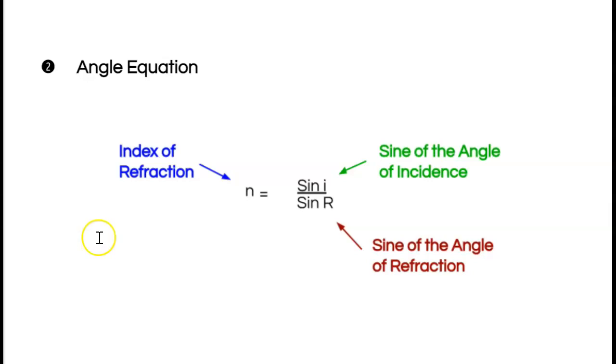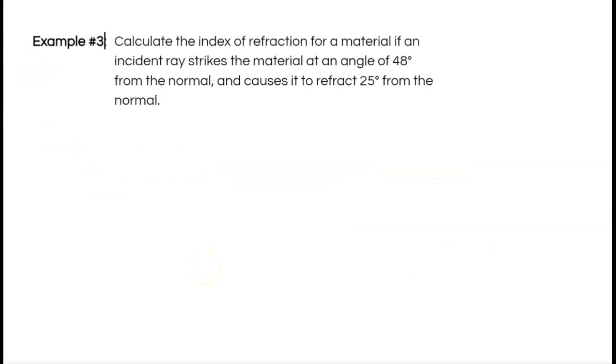Okay, so when we look at this, n has the same meaning as before, the index of refraction. If we say the sine of angle I, we're talking about the angle of incidence, and we're dividing that by the sine of angle capital R, and that capital R meaning not the angle of reflection, but the angle of refraction. Okay, let's give some questions a try.